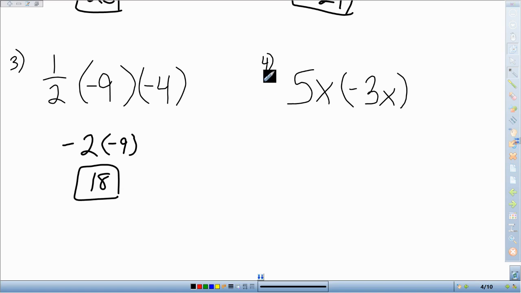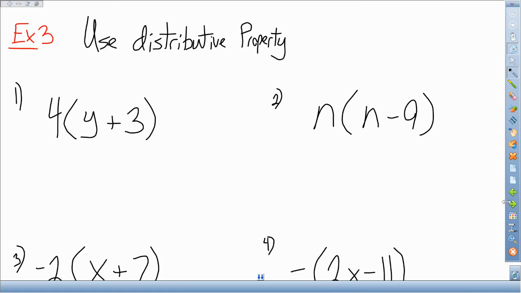Okay, and number 4 here, easy enough. We have a 5 times negative 3, which we know is going to give us negative 15. X times x gives us x to the power of 2, or x squared. Okay, so yeah, easy stuff. I know. Okay, let's keep going.